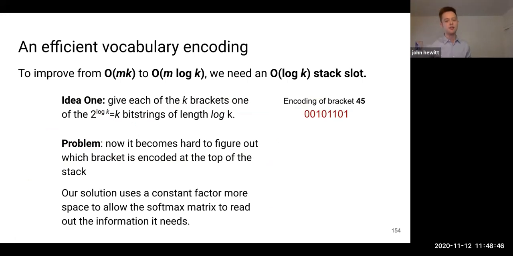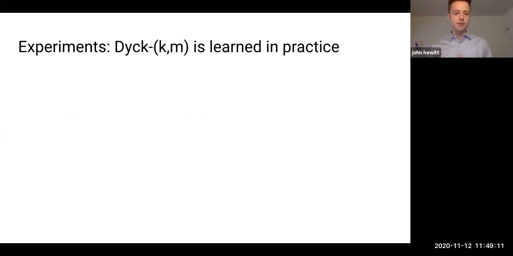The solution that we use actually uses a constant factor more space to allow for easy reading out of the brackets, and I'll provide you more details with that really only if you're interested. And so that's why you get the constants that you get. You have an extra amount of space to allow for you to read out the identity of the bracket. And that's effectively all of the insight that I'm giving into the proofs for this talk.